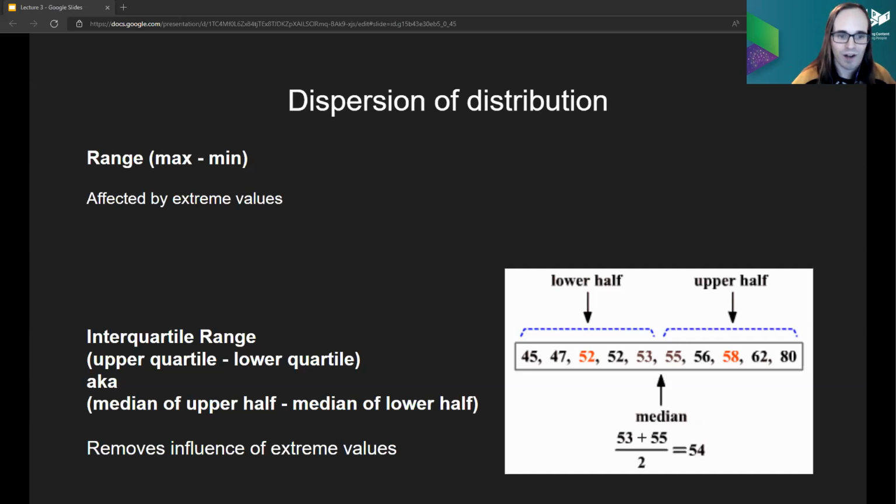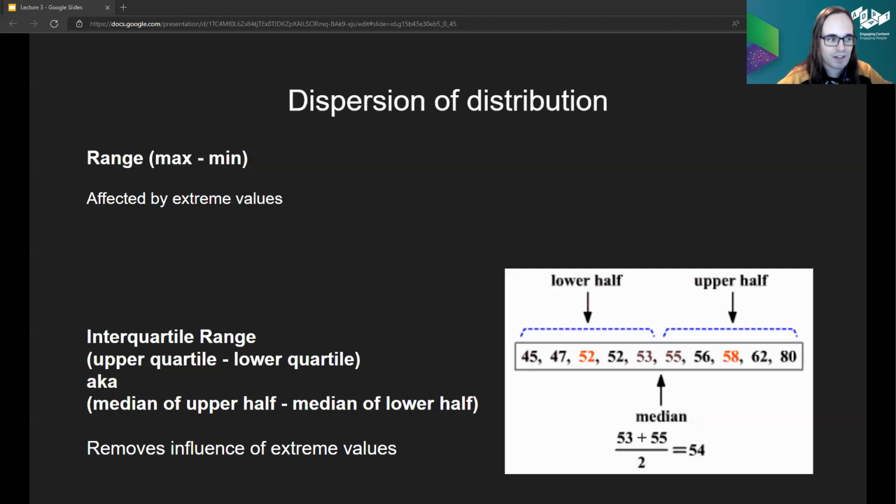Rather than talking about a range of absolute max minus absolute min, we can actually talk instead about the range of data between those quartiles. We know that 25% of our values are below that range, 25% are above that range. So exactly half of our data falls inside of that range.